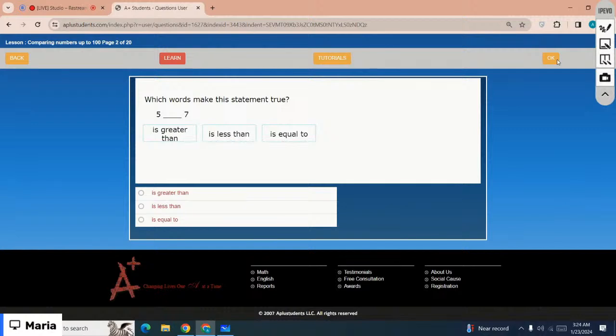The next one is which words make the statement true? You have 5 and 7. Which is the correct option? Yes, when you're counting, 5 comes before 7. That means 5 is less than 7. The correct option is less than.